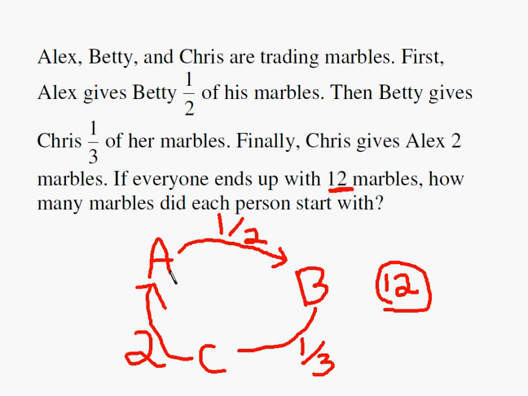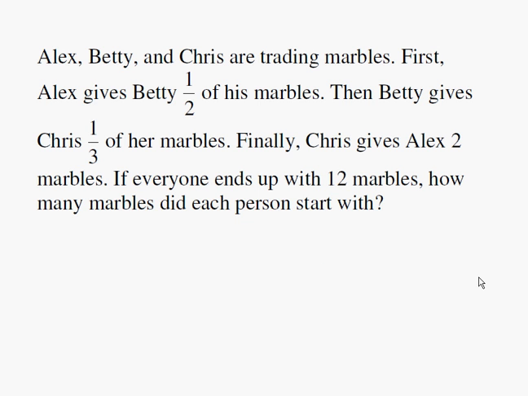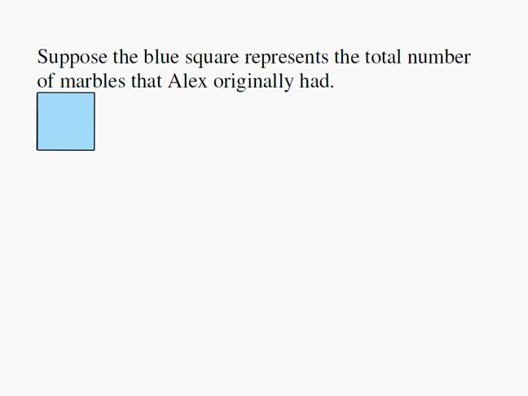And we need to find out how many marbles each of the 3 children had initially. So let's see how we can solve this problem. We're going to do this problem visually. I'm going to assume Alex had this many marbles. So the blue square represents the total number of marbles Alex originally had.